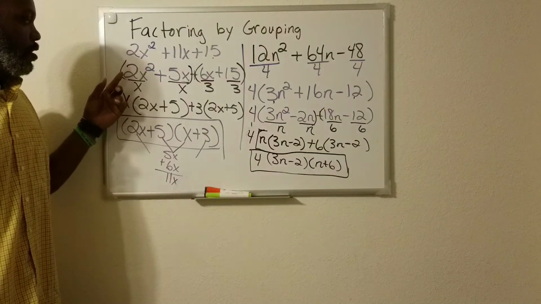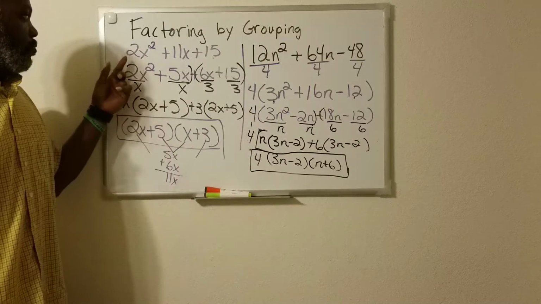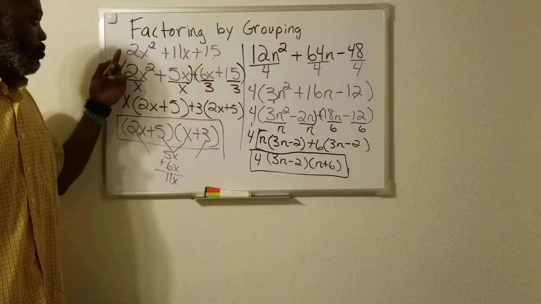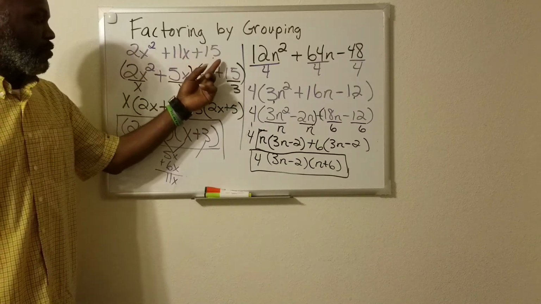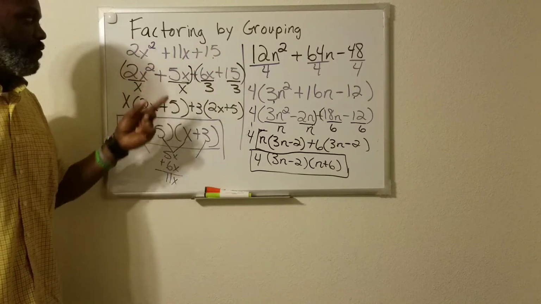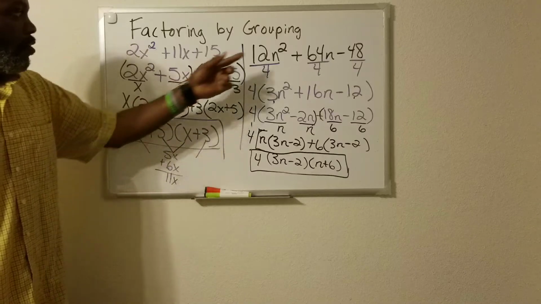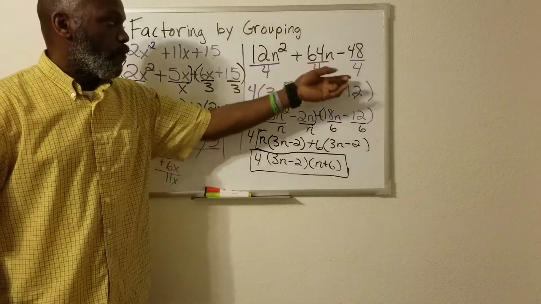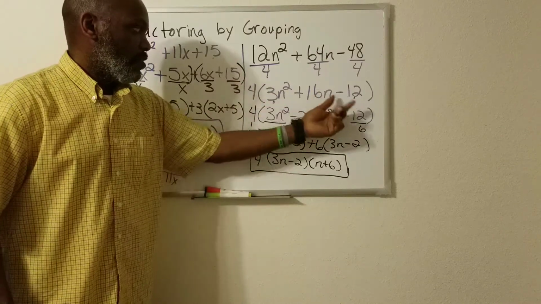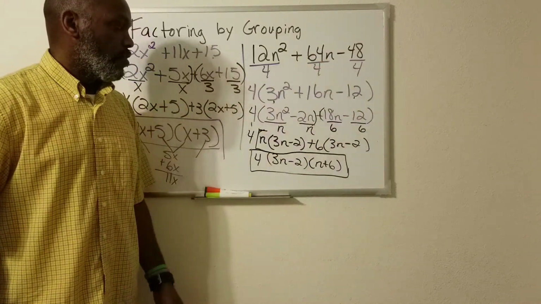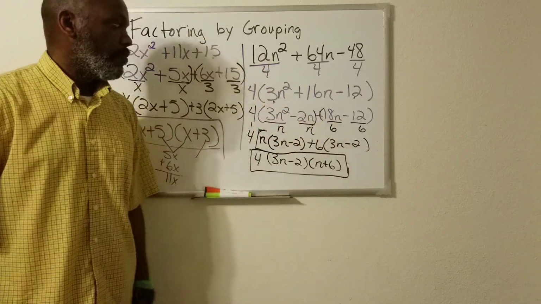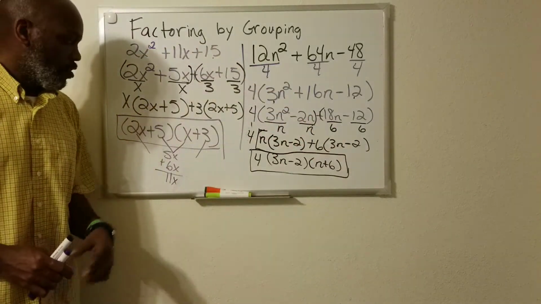In the first problem, we looked at 2, 11, and 15. We multiplied the 2 times 15, which gave us 30, to find out what factors would give us 11. That was 5 and 6. On this particular problem, we factored out 4 first, and then we multiplied 3 times negative 12, which gave us negative 36. Then we found two numbers that would add up to 16. And so there you have it.